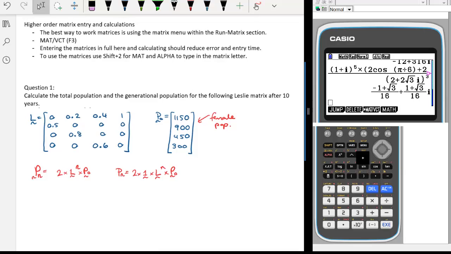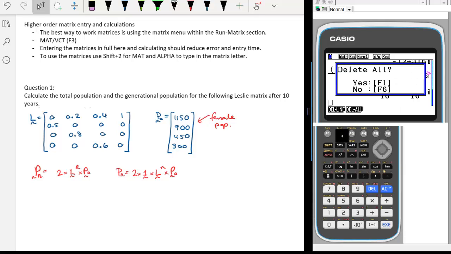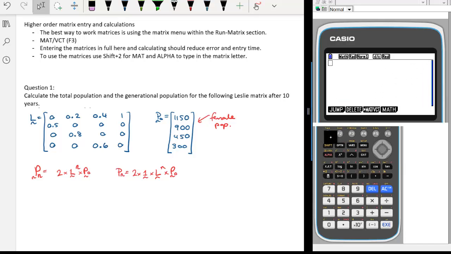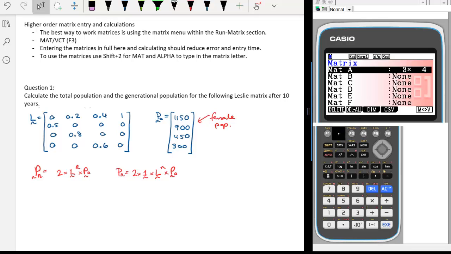So the next skill is higher order matrix entering calculations. My recommendation with this, we'll just delete everything on our screen, is that we use this F3 matrix vector menu. It will make things easier, particularly if we're having to use matrices over and over again. So going into that matrix, we can start by entering the matrices. We'll look at this first example. We've got a Leslie matrix, a population matrix, and we're looking at calculating the population after 10 years. So we want the total population and the generational population.